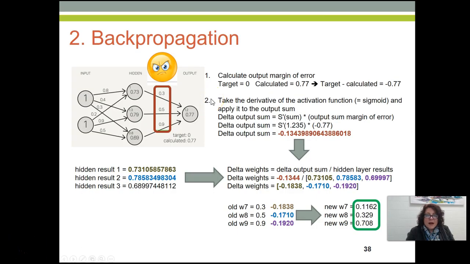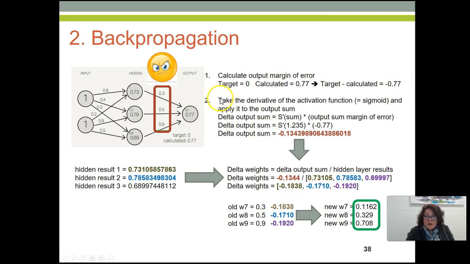This is where backpropagation kicks in. We start our backpropagation by calculating the output margin of our error. Now we know our target is 0. Our calculated result is 0.77. So our output margin of error is minus 0.77.